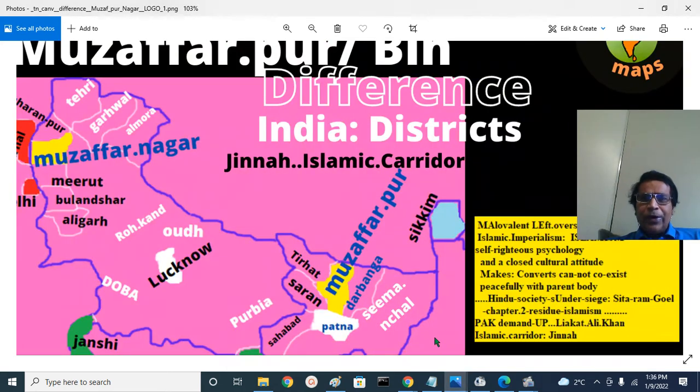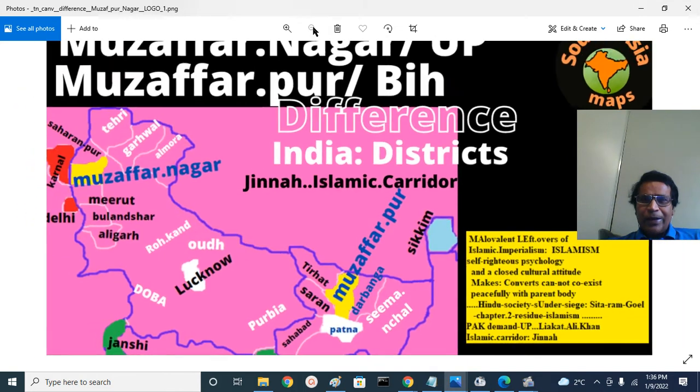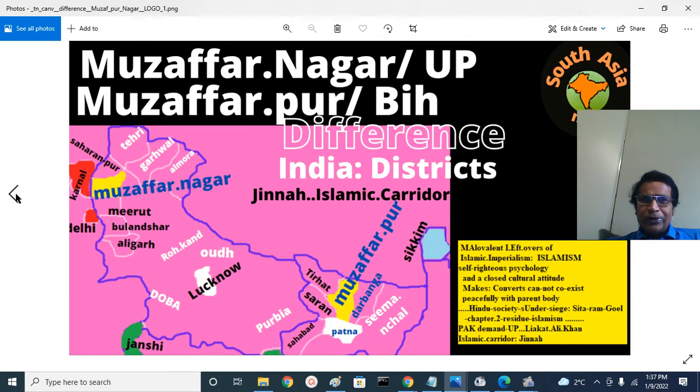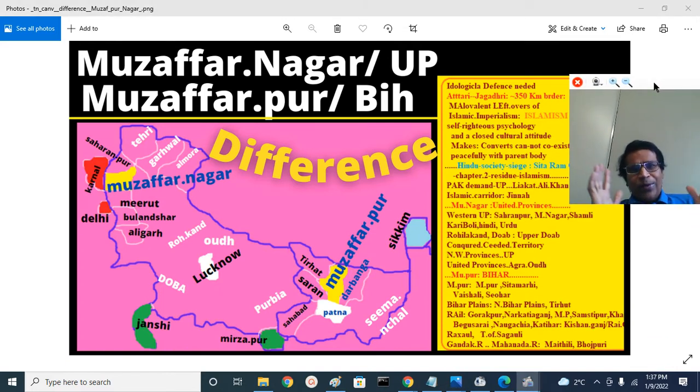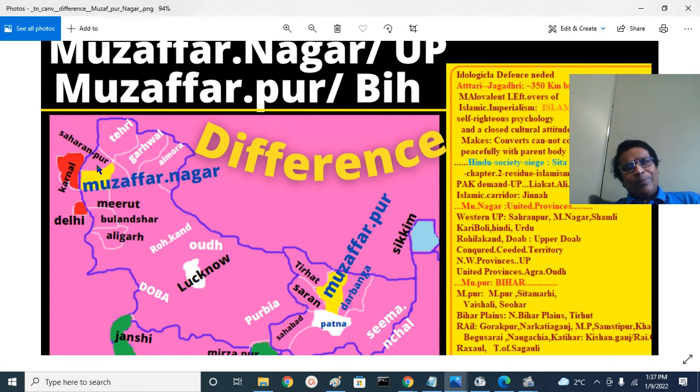That is about the Islamic corridor. We are going to discuss the similar sounding districts, Muzaffarnagar in UP and Muzaffarpur in Bihar. How do we remember? This is the Doab region, right? You know the Saharanpur district. This is the Ambala district.